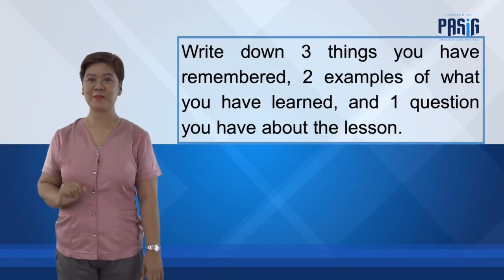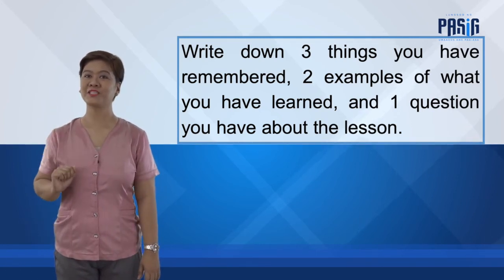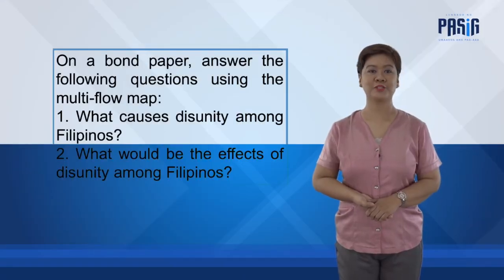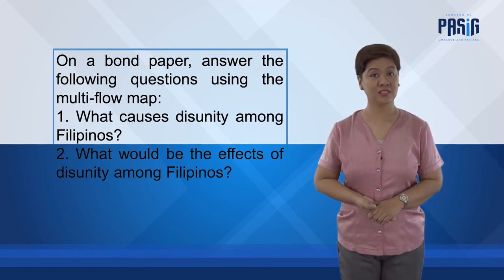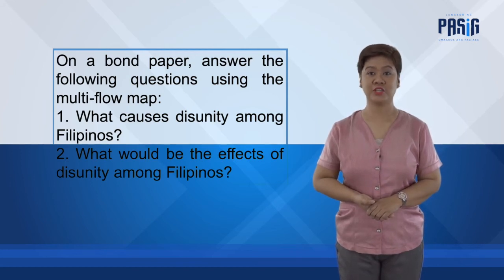For the wrap-up, write down 3 things you have remembered, 2 examples of what you have learned, and 1 question you have about the lesson. For the valuing activity, do this on a bond paper. Answer the following questions using the multi-flow map. What causes disunity among Filipinos? What would be the effects of disunity among Filipinos?